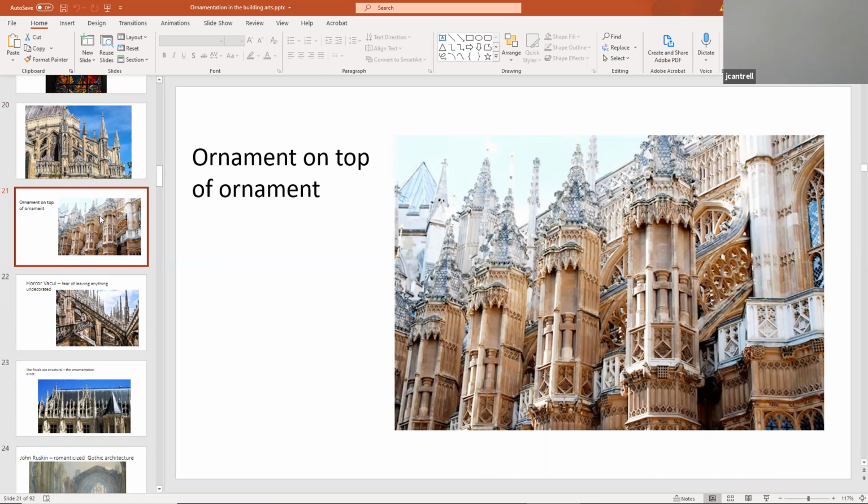There are carvings and ornamentations all over everything. It's a little bit hard to tell where the building's envelope actually ends, and, of course, the enclosure of the space begins.